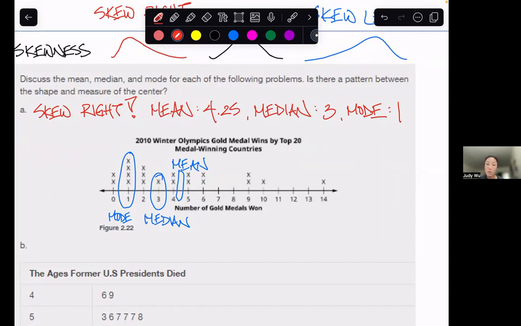And then most of the time, the mode will be the smallest because most of the data points are sort of in that left bump, okay? So let me write that down for us because that was kind of a lot.